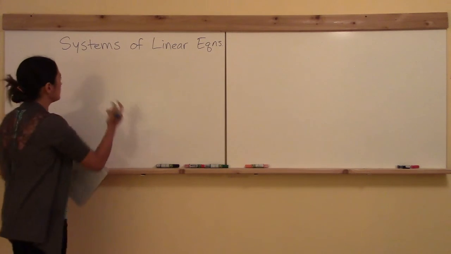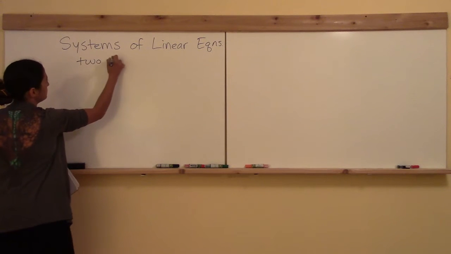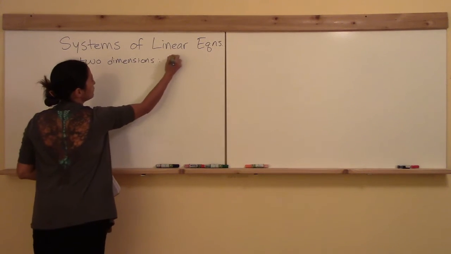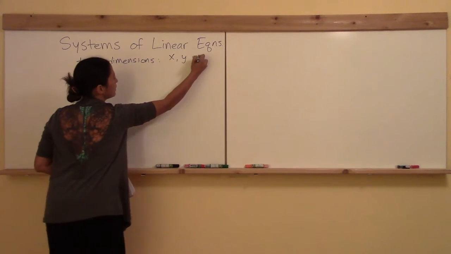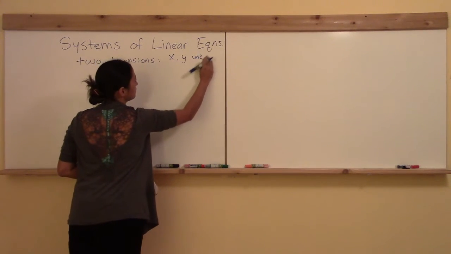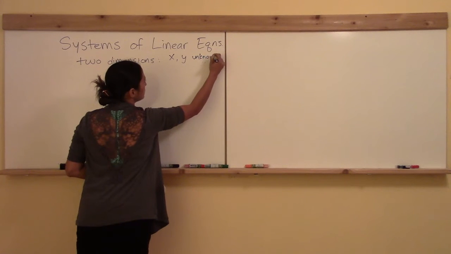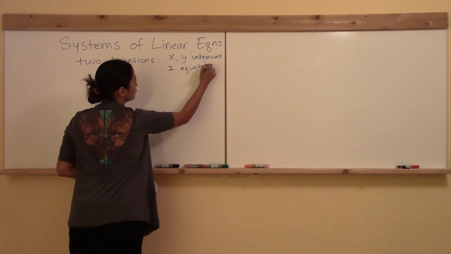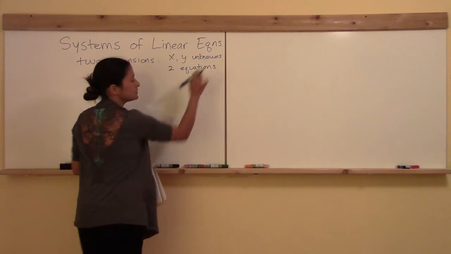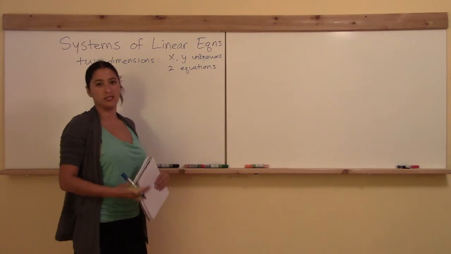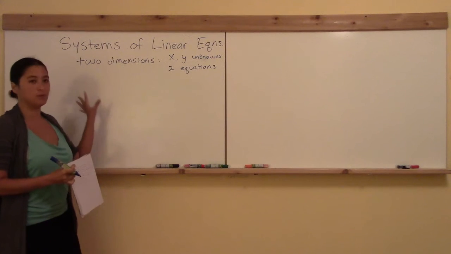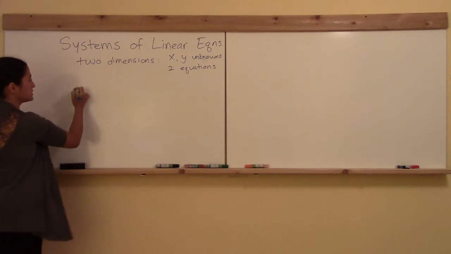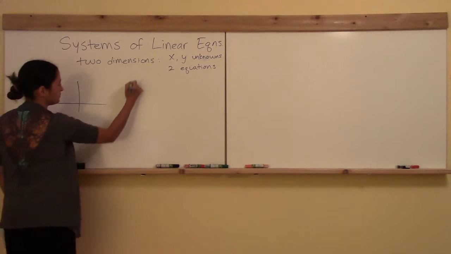So we're going to start here in just 2 dimensions. And in 2 dimensions, we're going to have 2 unknowns, which we're going to call x and y. Those are going to be our variables, or unknowns. And then we need to have 2 equations in order to expect that there's going to be some sort of unique solution to this. Okay, so starting in 2 dimensions is the best for us because we're able to visualize what that means in the x, y coordinate plane here.